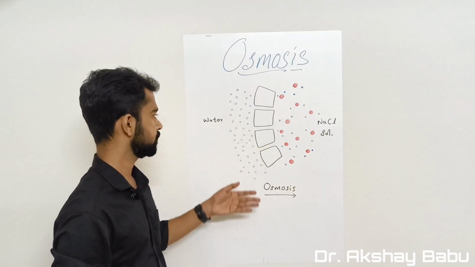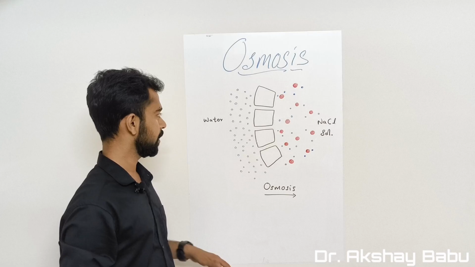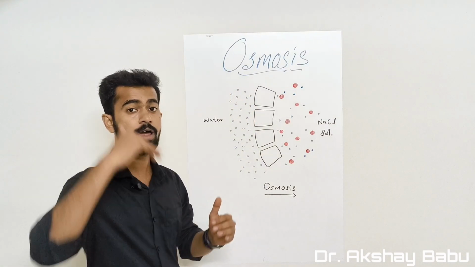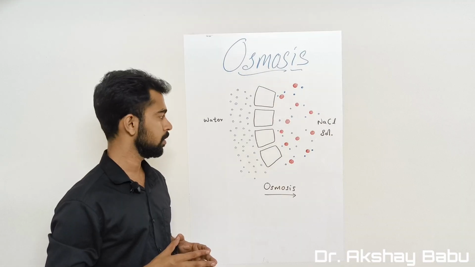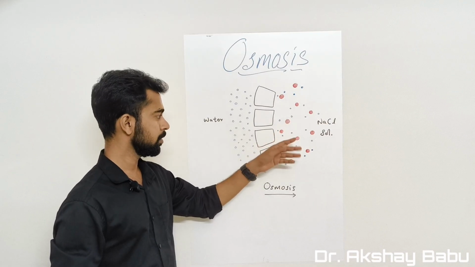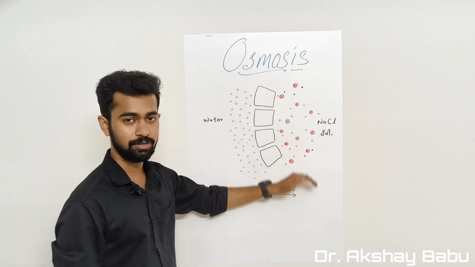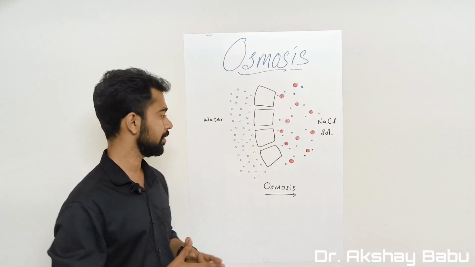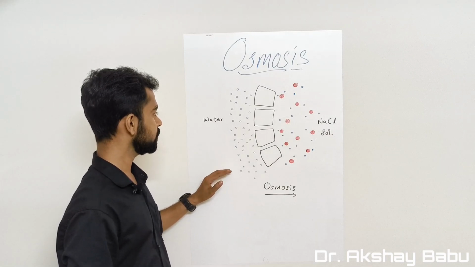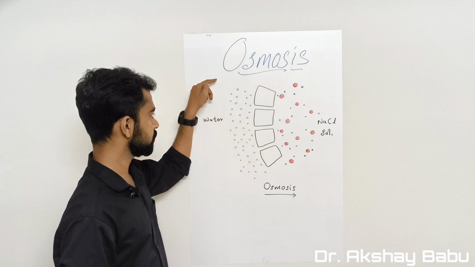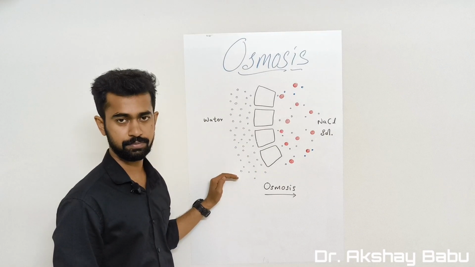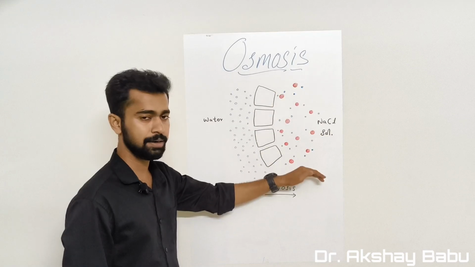See this figure? You can see on the left side, water molecules are present, and that too in higher concentration. On the right side, you can see sodium chloride solution. Here, water molecules are lower in concentration. So what will happen here? Water molecules are greater in concentration on the left side, and lesser in concentration on the right side.